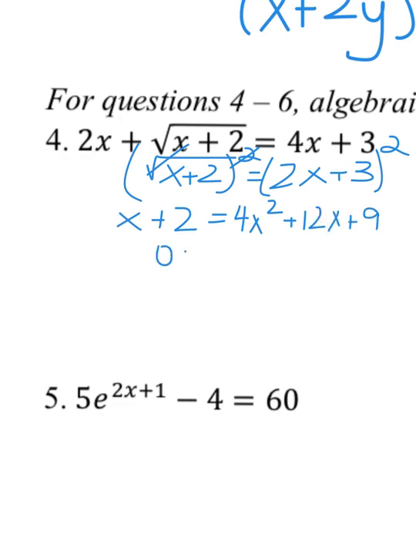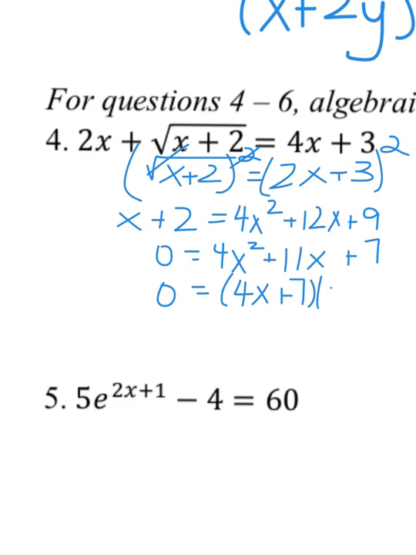Set it equal to 0. 4x squared plus 11x plus 7. You're going to do master product. When you're done with master product, it should turn into 4x plus 7 times x plus 1, which gives me x equals negative 7/4, and x equals negative 1.